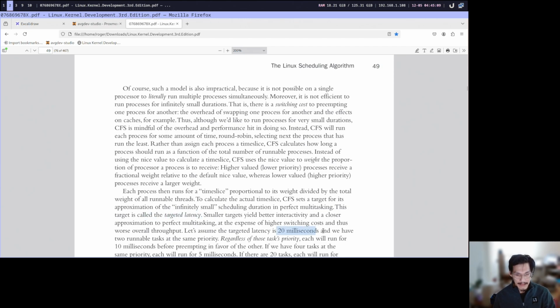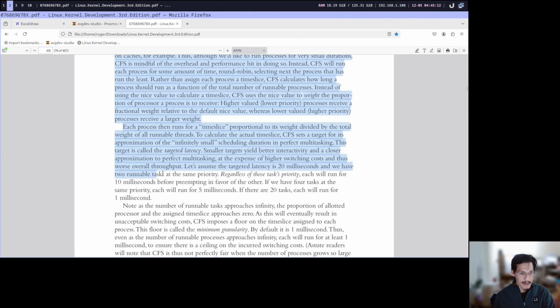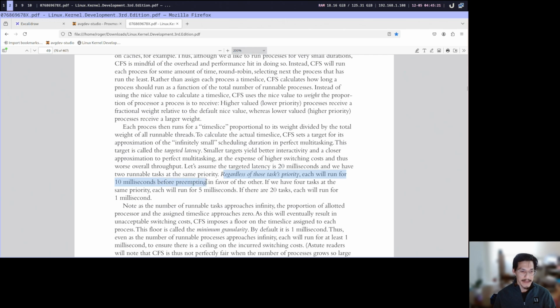Okay, so that's 20 milliseconds, and we have two runnable tasks at the same priority. Regardless of those tasks' priority, each will run for 10 milliseconds before preempting in favor of the other. So equal. Okay. So we have four tasks at the same priority. Each will run for 5 milliseconds. Okay, makes sense so far. And we have to remember that they're at the same priority. If there are 20 tasks, each will run for 1 millisecond.